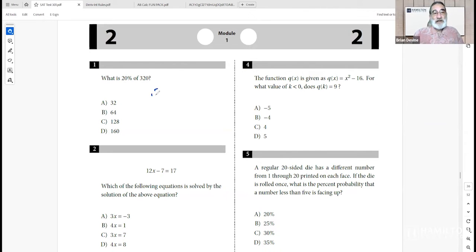Well, you can put that in a calculator. 0.2 times 320, and you're going to get out, hopefully, the correct answer, 64. So B is the answer. Problem 2 coming.